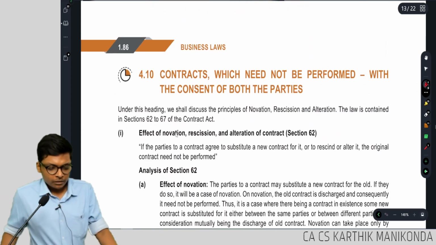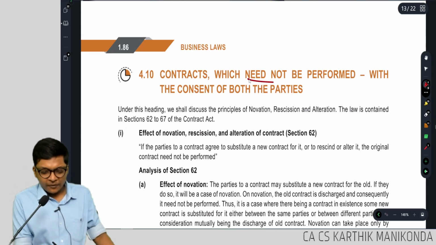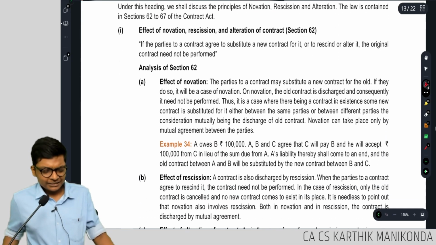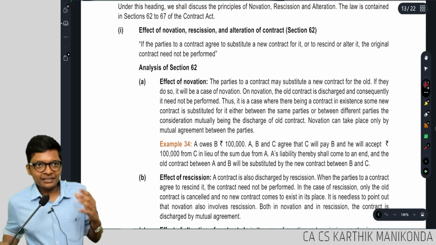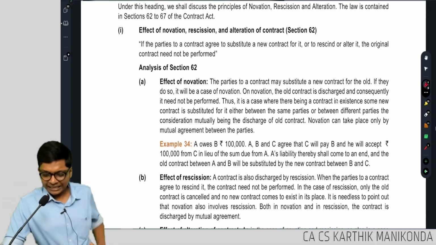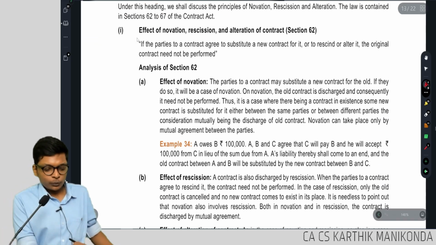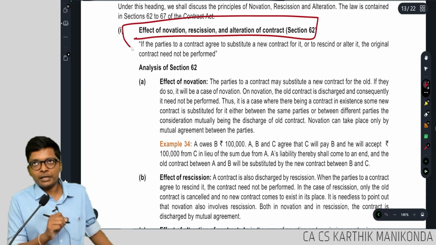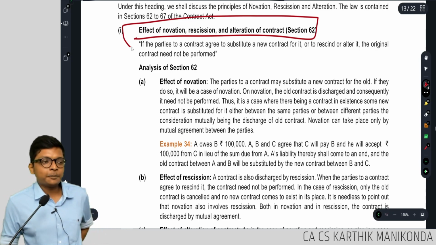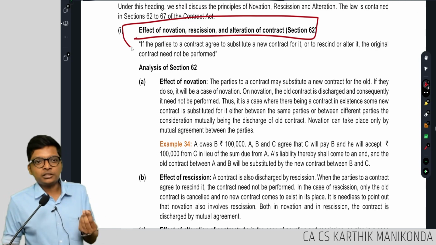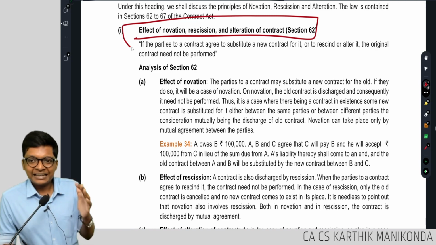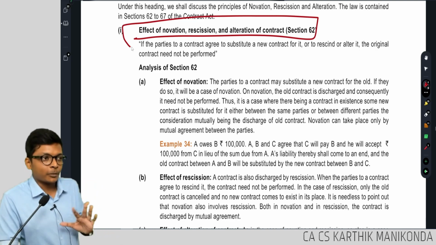Now, contract which need not be performed with the consent of. This half the points are already done. Let me quickly run through this, and in the next 10 minutes I will close this chapter, guys. Follow. This question they tested in December 22 for 6 marks or 5 marks. So chances of this repeating is little less. End the point. First point mattu.